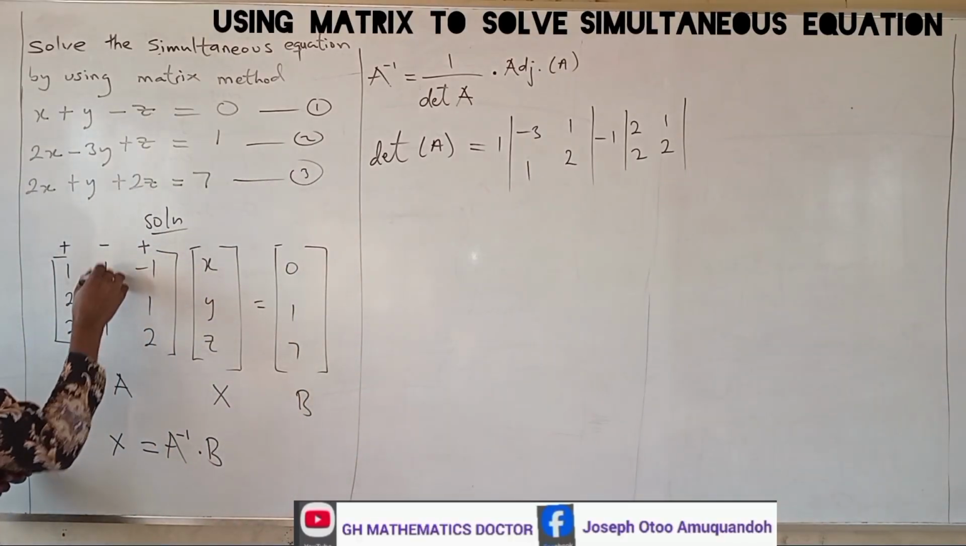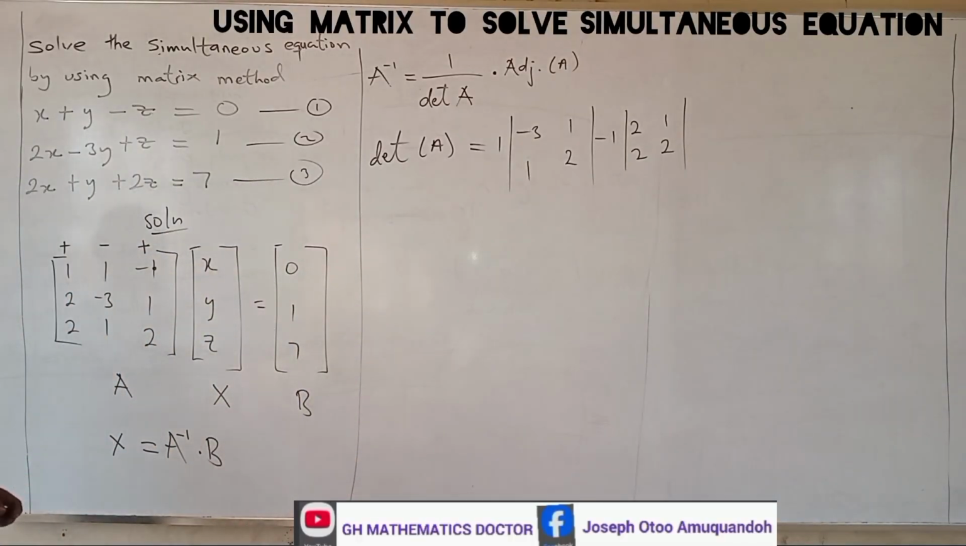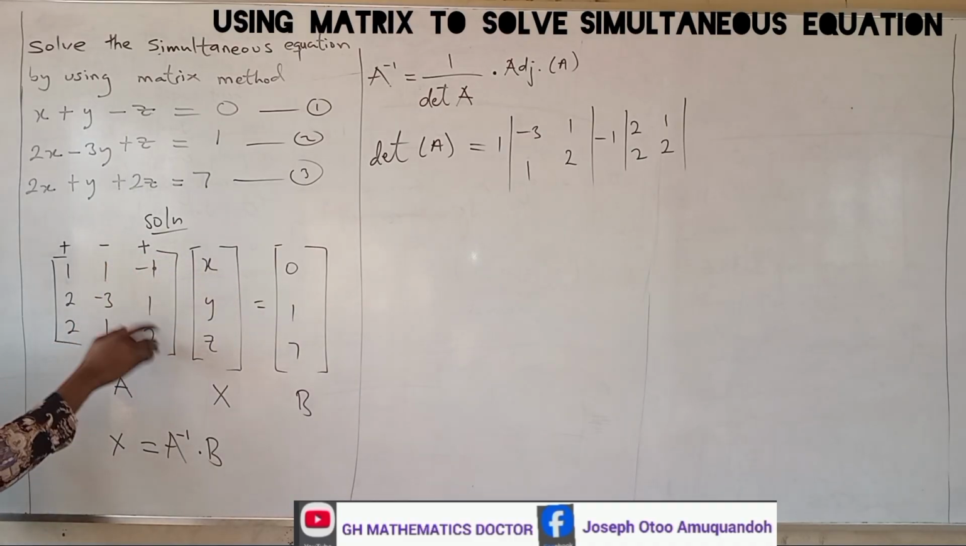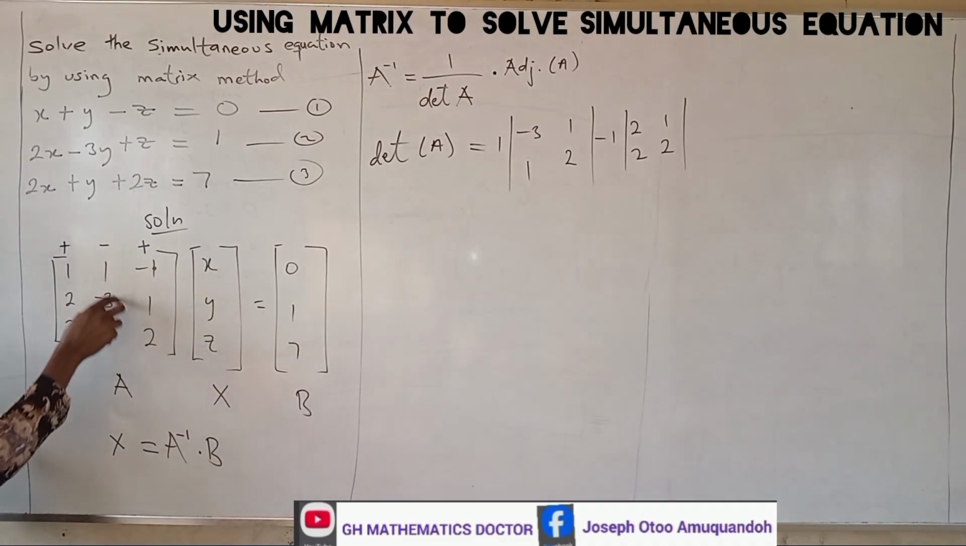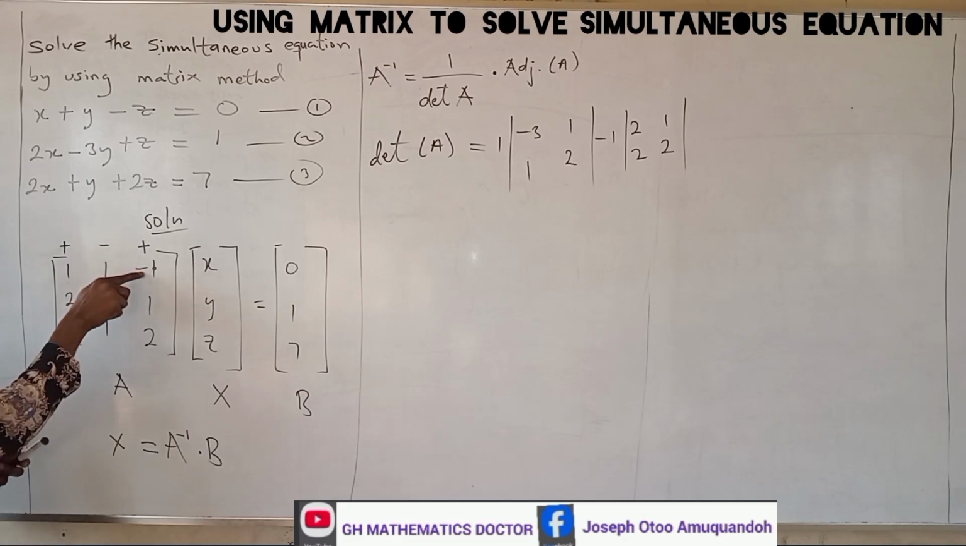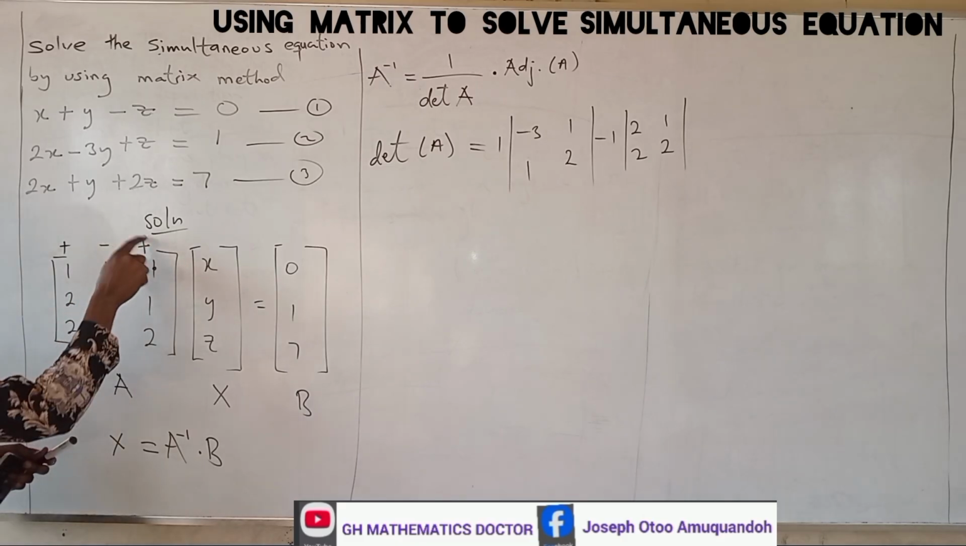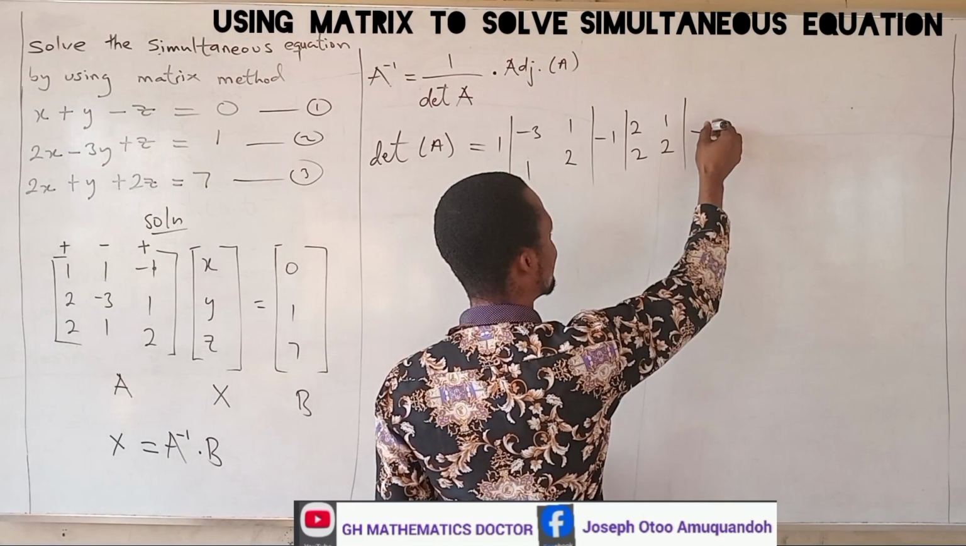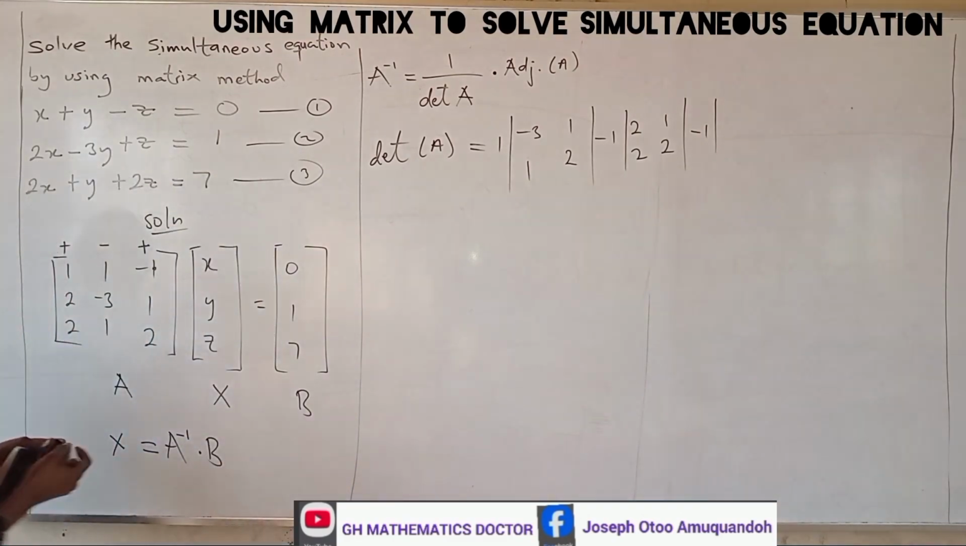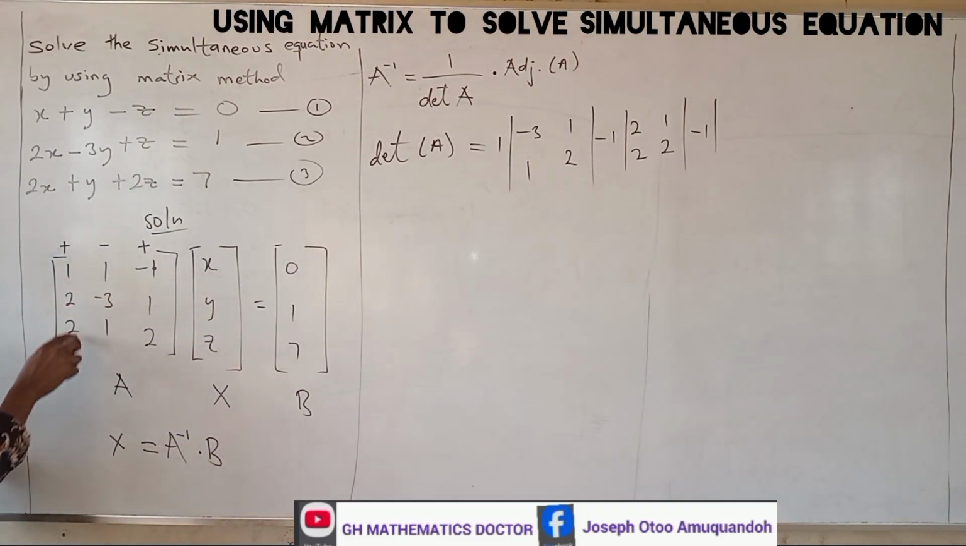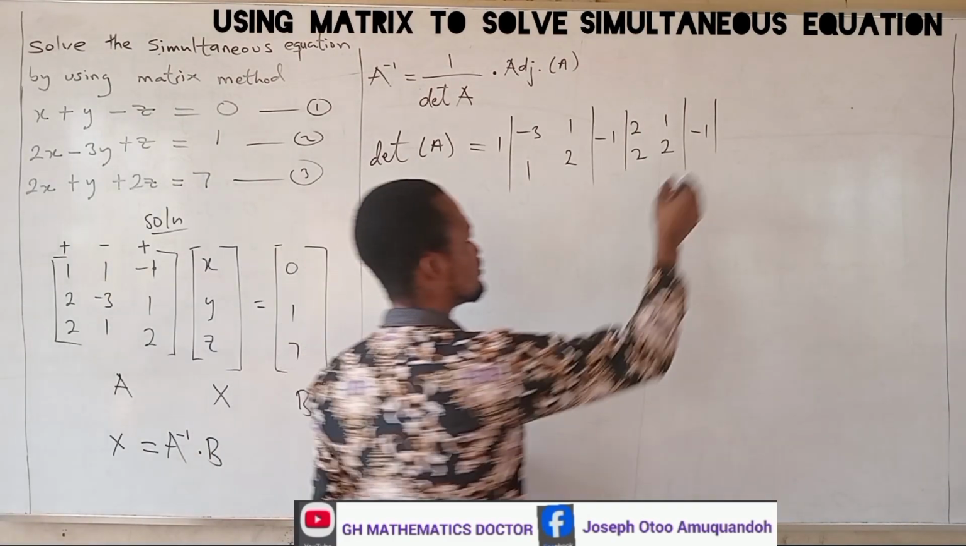So we come to the next number on the first row, negative 1. We delete its column and its row, leaving this 2 by 2 matrix. The cofactor is positive, but the number itself is negative, so we change the cofactor from positive to negative, and it's negative 1. And the 2 by 2 matrix will be 2, 2, negative 3, 1.